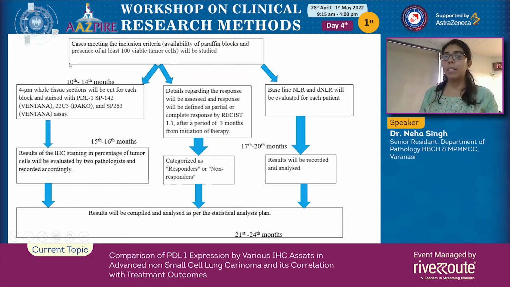So for this, first the IHC part comes into place. The tissue sections will be stained with the relevant assays, and the results of the staining will be expressed as percentages of the tumor cells which are stained positive as evaluated by two pathologists, and they will be recorded accordingly. Meanwhile, details regarding the response will be assessed, and the response will be defined as partial or complete response by RECIST 1.1, after a period of 3 months from initiation of therapy. And furthermore, this response will be graded as a responder or a non-responsive patient. Also, baseline NLR and derived NLR will be evaluated for each patient from the EMR, and the results will be recorded and analyzed.